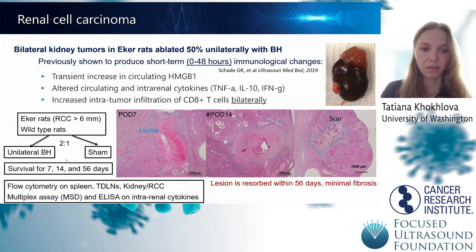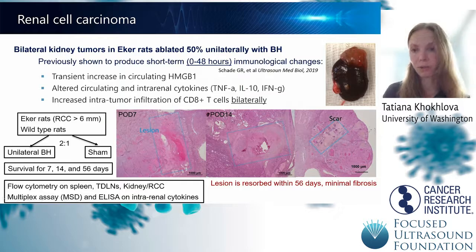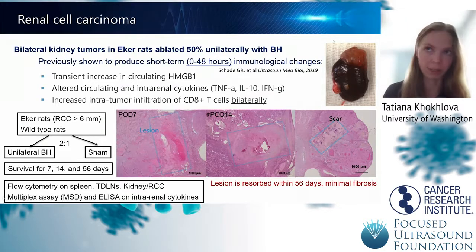And so we treated either the tumor in the ECHO-rat or just the kidney in a wild-type rat, and survived them for longer, 7, 14, or 56 days. And notably, those tumors are fairly slow-growing and they don't metastasize, so we had the luxury of doing that. And so the lesion evolved over 8 weeks, and by 8 weeks, it was almost completely resolved with minimal fibrosis. And similar findings were seen in the kidney.